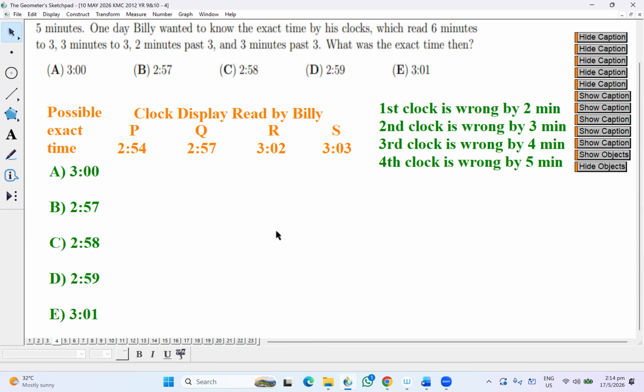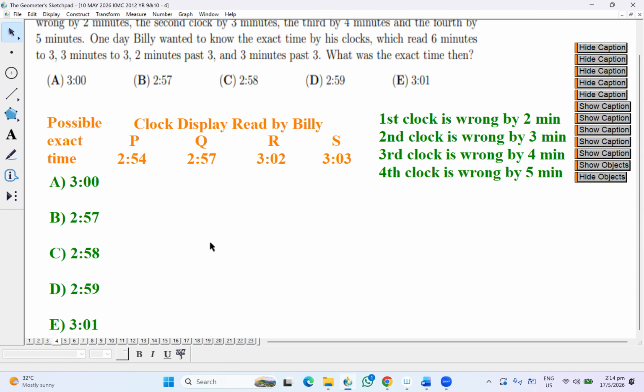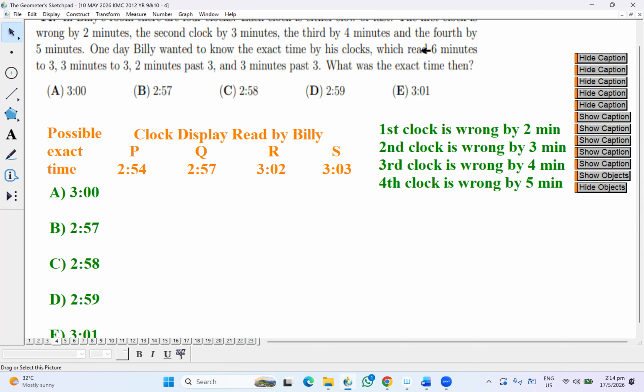When the display is one of the clocks, 6 minutes to 3 means 2:54. Then 3 minutes to 3 means 2:57. And then 2 minutes past 3, 3:02. Then 3 minutes past 3, 3:03. These are the readings of the 4 clocks. We don't know which one is first, second, third, fourth, but they are all wrong by this amount.